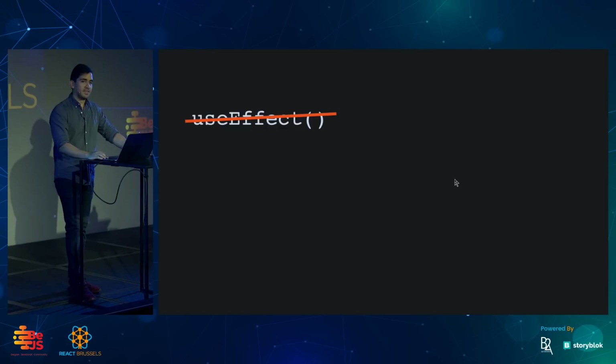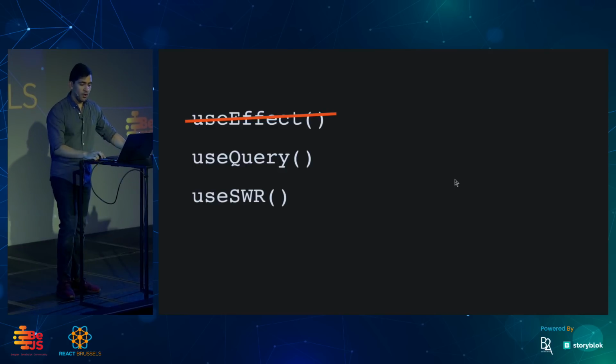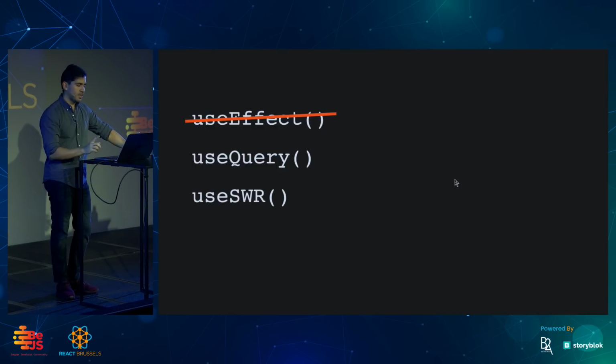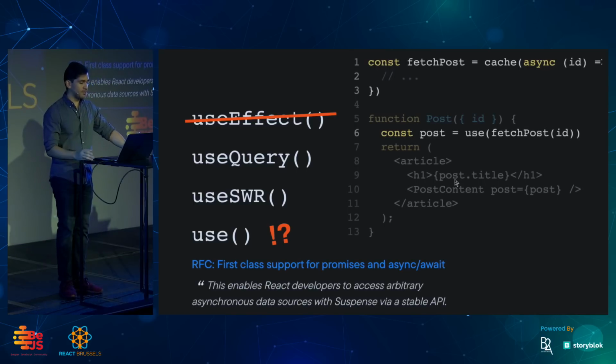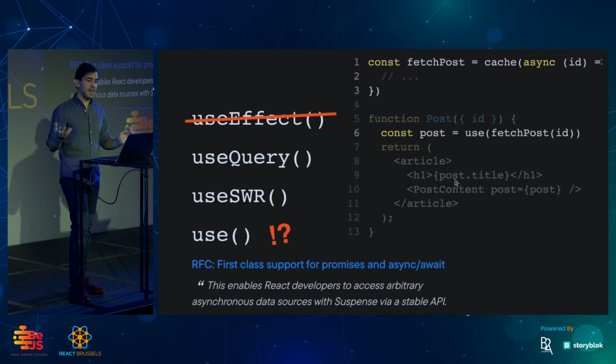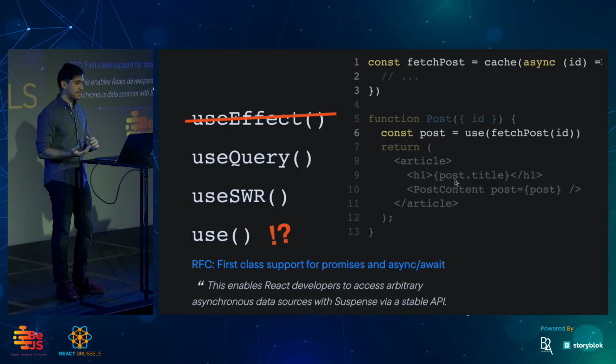So instead of useEffect, in summary, you should either use Query, or use a hook like that, or use a framework, or use another hook that was recently announced, it's not out yet: use. Just use. I'm serious. You might be thinking, what kind of hook name is this? I mean, it's a legitimate hook name, but it is actually an RFC, first-class support for promises and async/await. And so this is probably going to be the future of using Suspense inside of React.